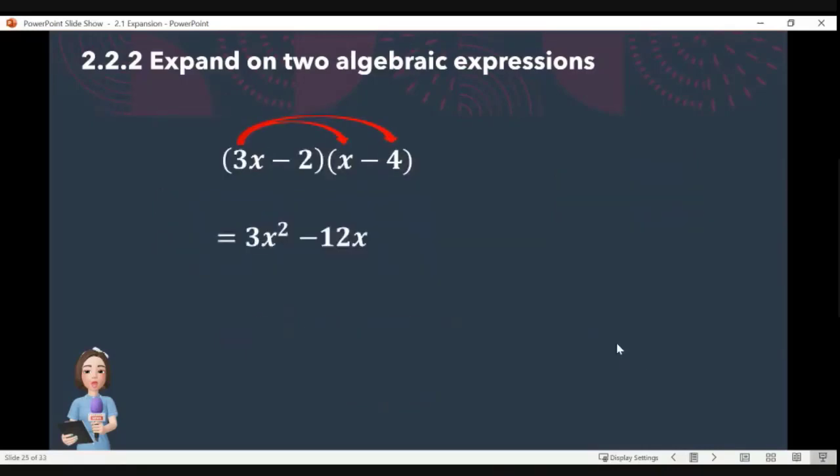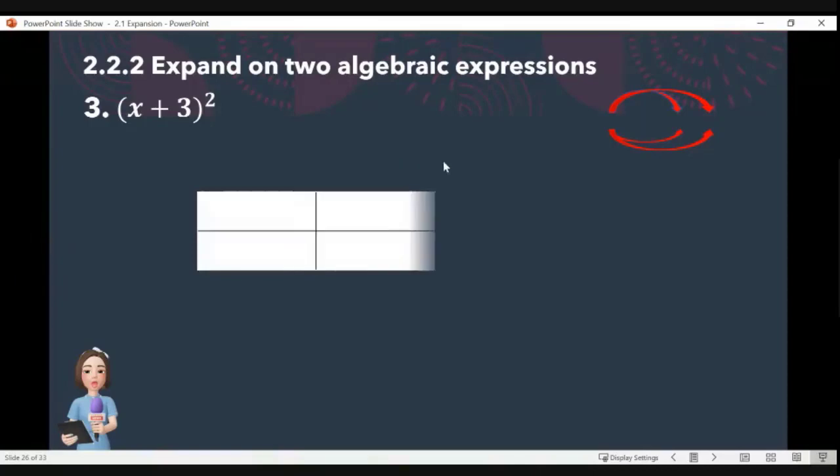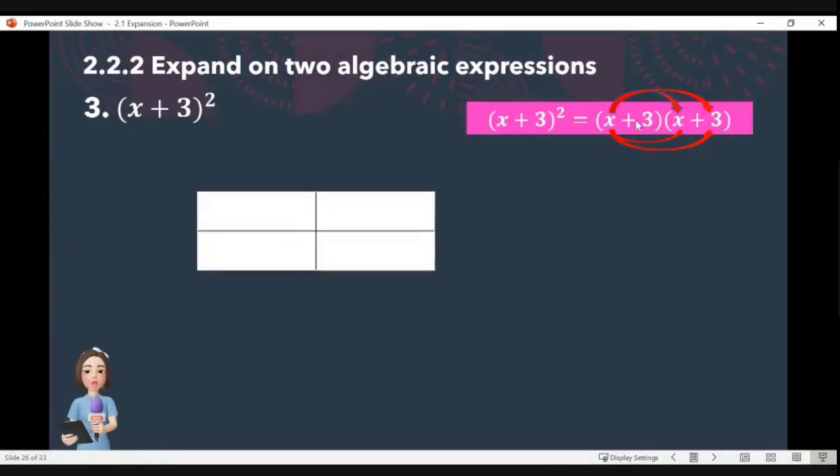Okay, arrow method. So another question. This is another type of question. Just now when given 2 brackets, now only 1 bracket, but it's a square. The bracket square actually means x plus 3 square, so we have x plus 3 two times, the bracket two times. Still using the same arrow method, x times x. Then you try to give me the answer. Work it out. Later I will teach you all the shortcut to expand this type of question.